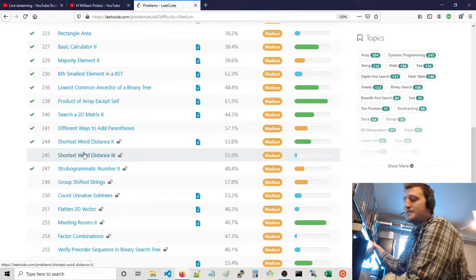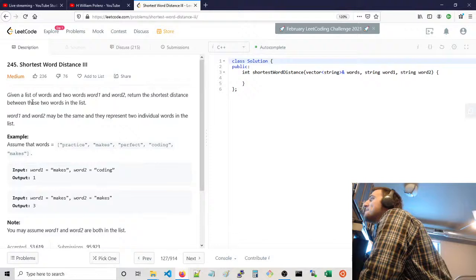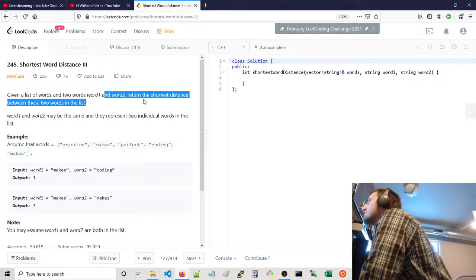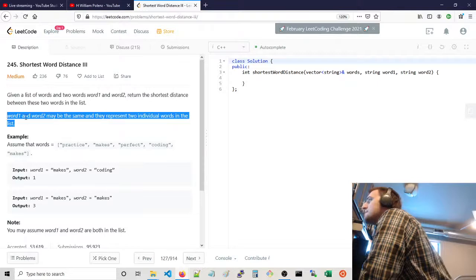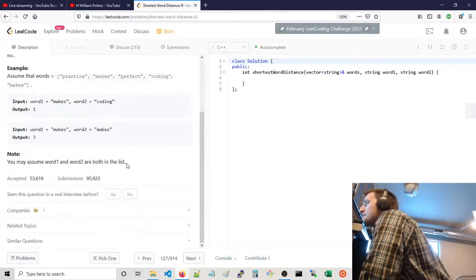Shortest word distance 3, so this should be similar to the last problem. You get to watch me have my face pressed up against the monitor because I'm blind. Given a list of words and 2 words, word 1 and word 2, return the shortest distance between these 2 words in the list. Word 1 and word 2 may be the same, and they may represent 2 individual words in the list. Assume the words are practice, makes, perfect, coding, makes. Word 1 makes, word 2 coding, output 1. Word 1 makes, word 2 makes. You may assume word 1 and word 2 are both in the list.